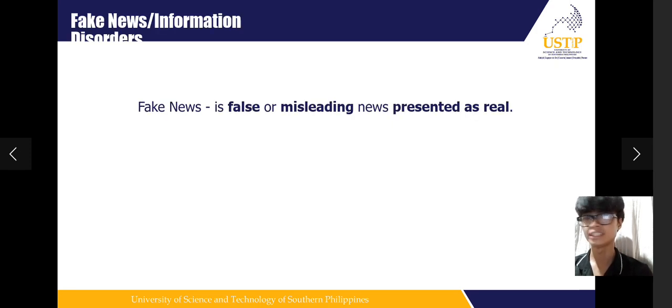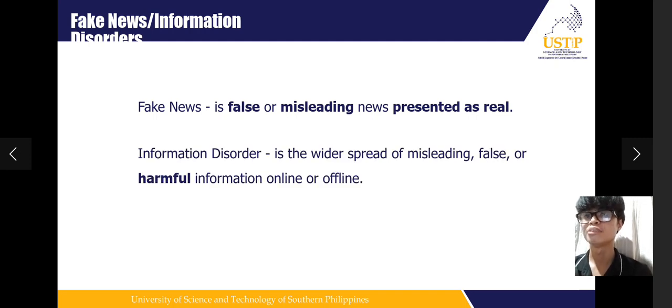So, let's define our terms first. Fake news is false or misleading news presented as real. Information disorder is the wider spread of misleading, false, or harmful information online or offline. To put it simply, information disorder includes all kinds of misleading, false, or harmful information, like fake news.